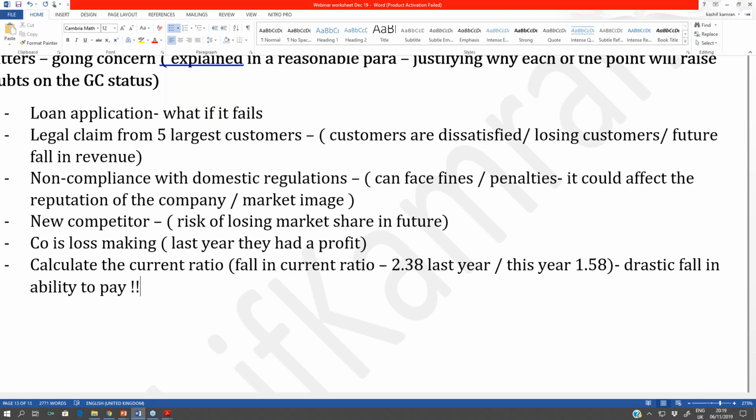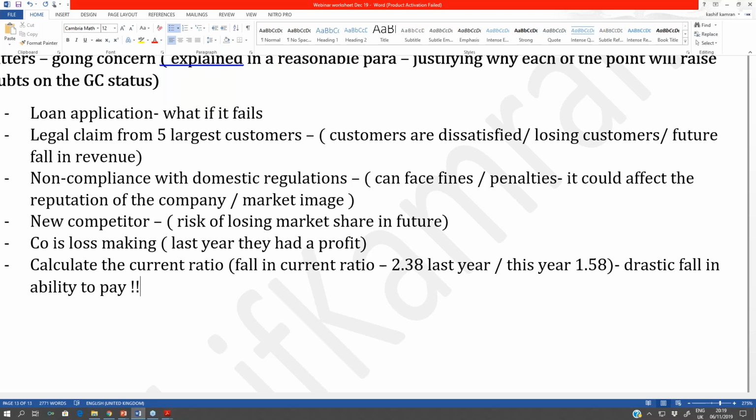So is everyone sound on going concern? Will you be reading the articles? And will you be exploring the answer of this question? Because GC is an important area, right? If you want to practice more questions on going concern, if I can just give you a clue here.